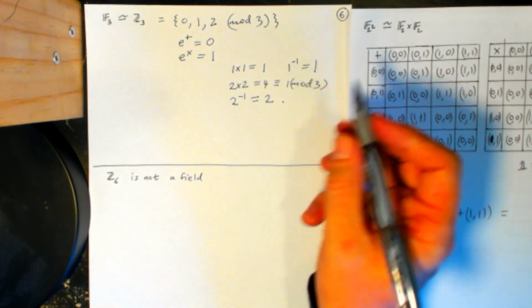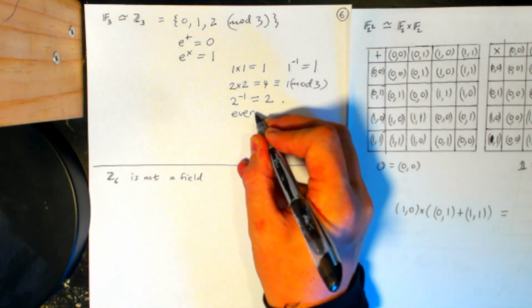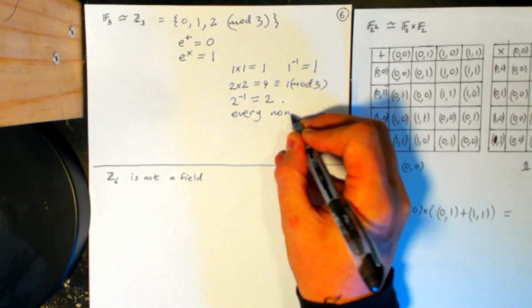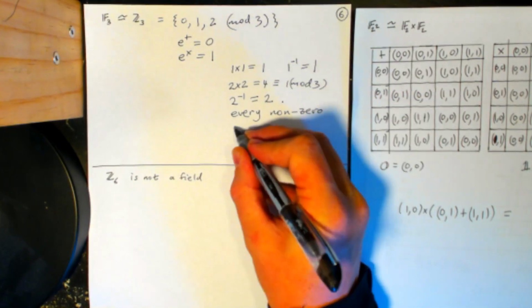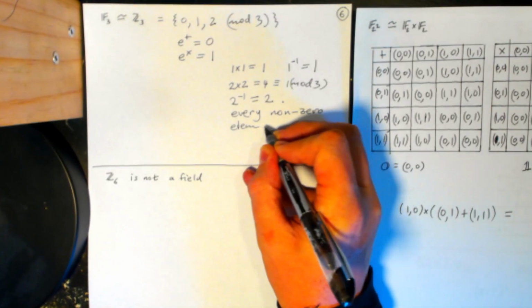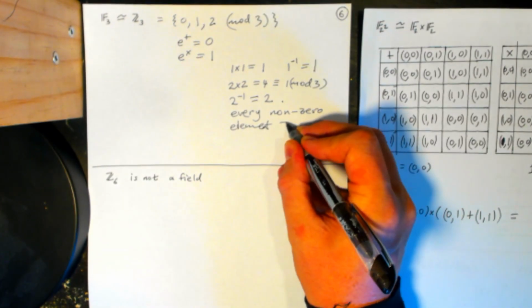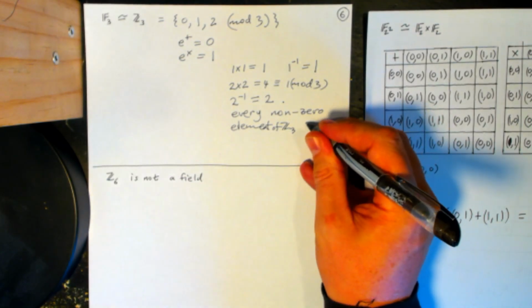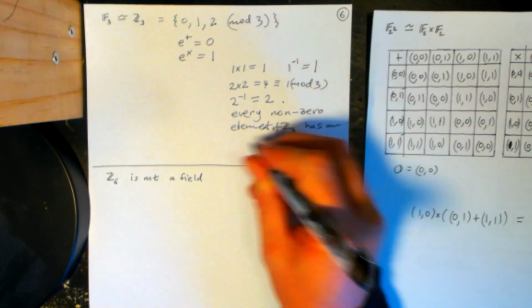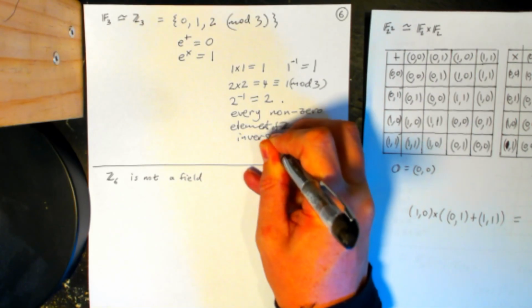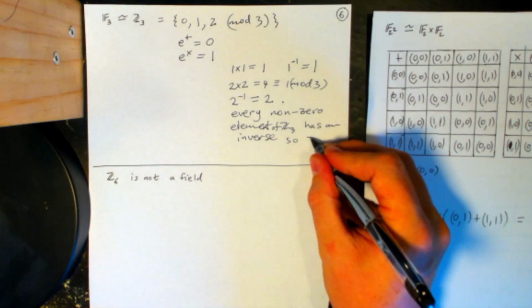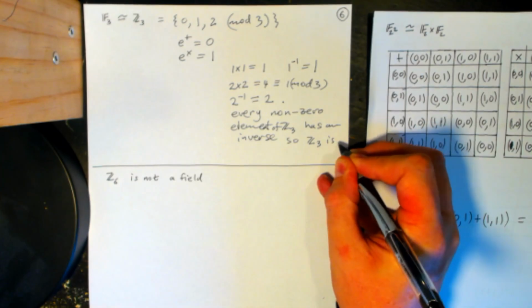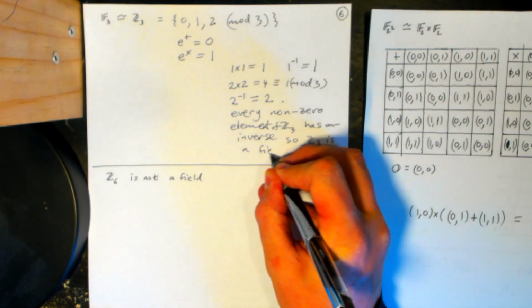Okay, so every non-zero element of integers mod 3 has an inverse, and so this is a field.